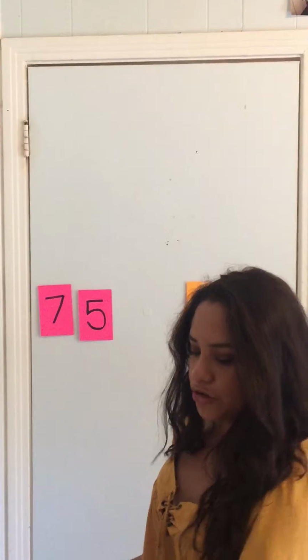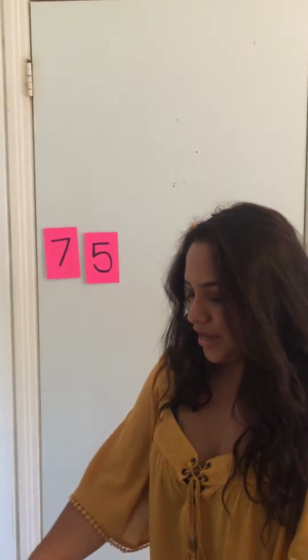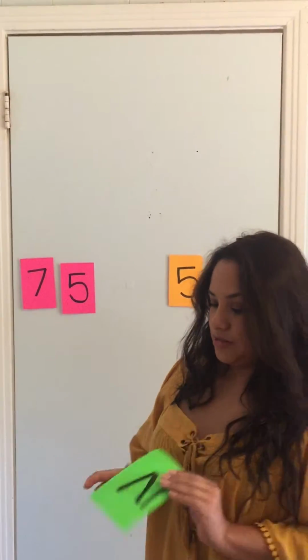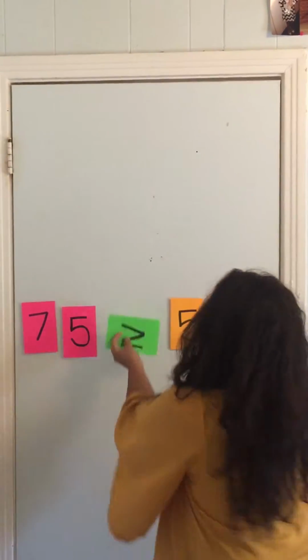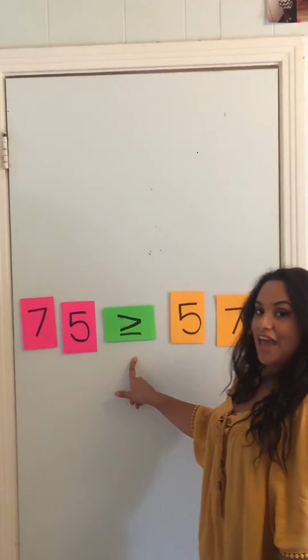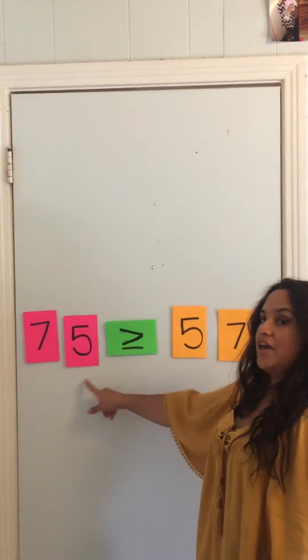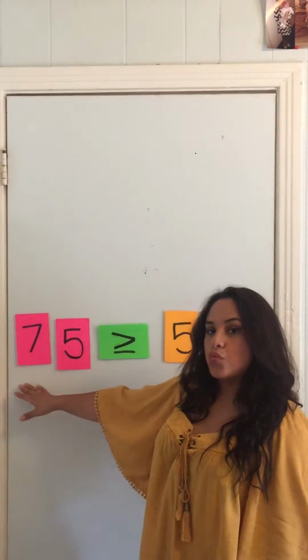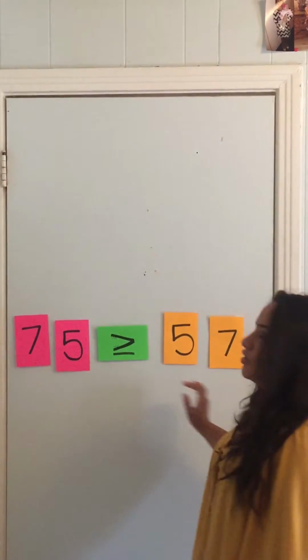So using your alligator method, you have to keep in mind that the alligator always wants the bigger number to satisfy himself. So in this case, 75 is eaten by the alligator because 75 is greater than 57. And sentences are always read from left to right.